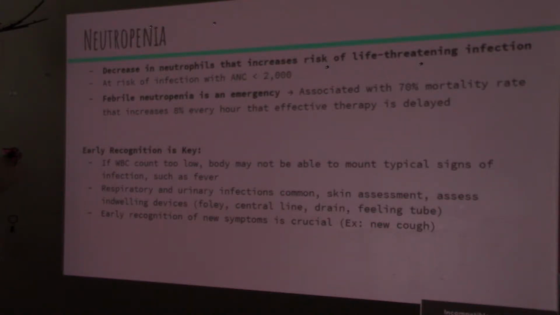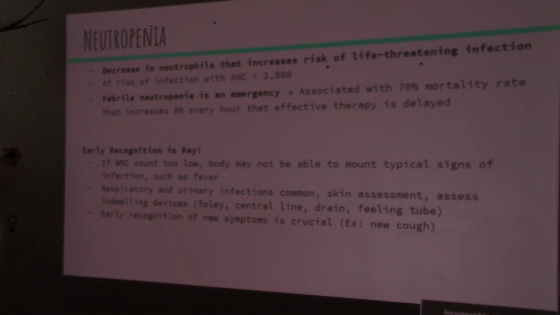So febrile neutropenia is really an oncologic emergency, and we see that a lot here. It's associated with a 70% mortality rate that increases as therapy is delayed. So that's why it's so important in this population that when we see a fever, neutropenia, we really address it early. We have our septic protocol that helps with that, but we'll talk about that a little later. So early recognition is the biggest thing to remember with this.